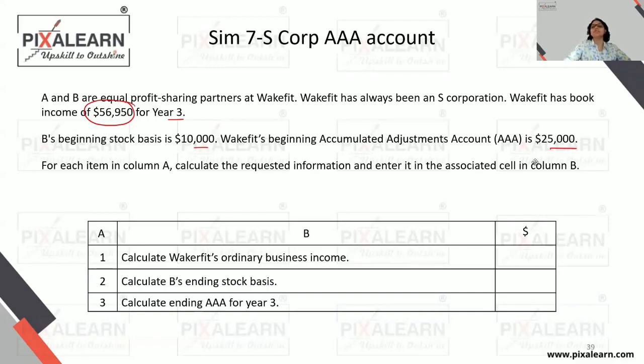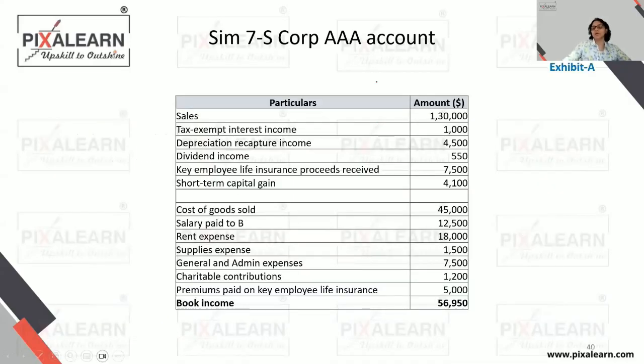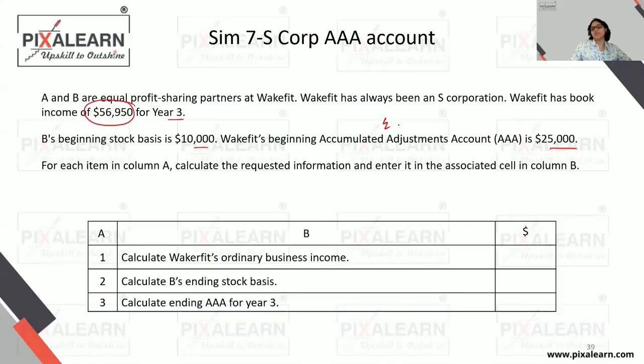I also need to know, because of the operation of the business, my accumulated adjustment account. The accumulated adjustment account is the total of profits generated by the S Corp since its inception. So since its inception, what is the profit that the S Corp made less distributions? What is the balance lying in the accumulated adjustment account?